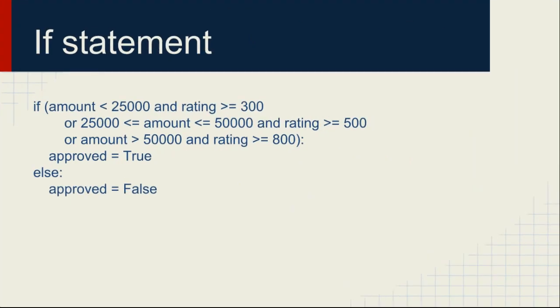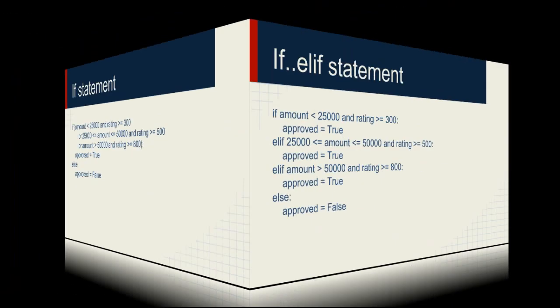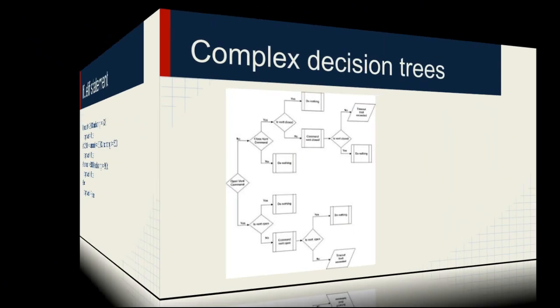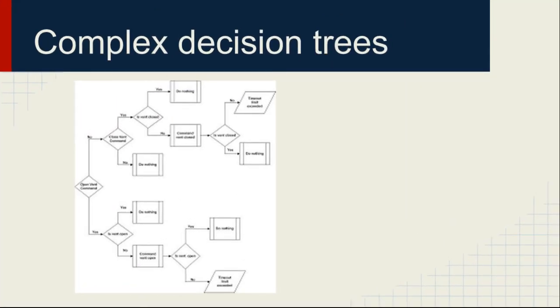Now, the logical way, or the obvious way to implement this logic is by using an if statement. And we can just put all of these conditions into a single if statement and then decide whether or not we want to approve the loan. If you want to keep the rules a little more separated, you can use the elif variation where each rule appears on its own line. But in either case, as the rules become more complicated and as we add more conditions to the rules, we can end up with more complicated decision trees that are harder to understand.